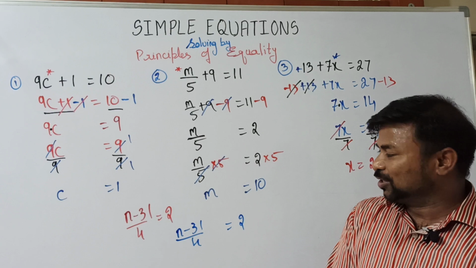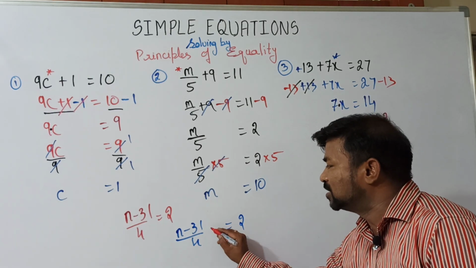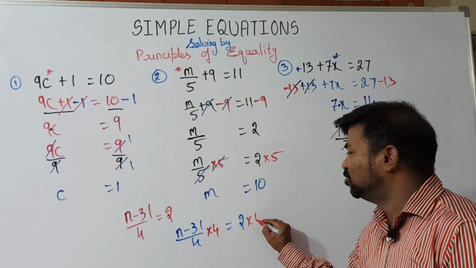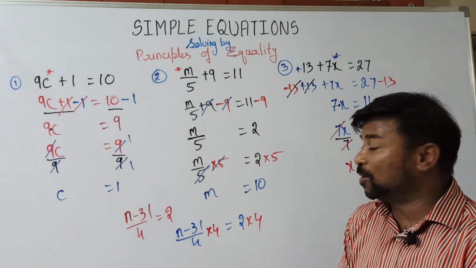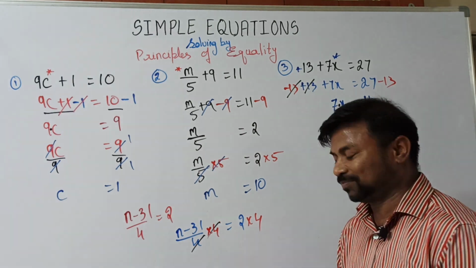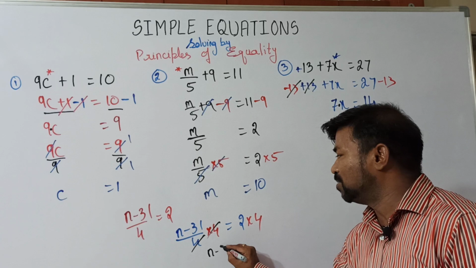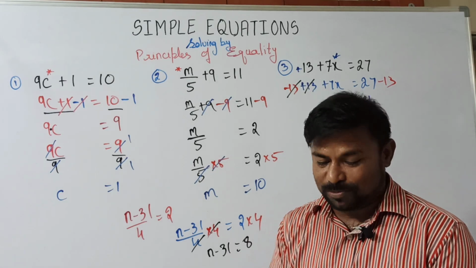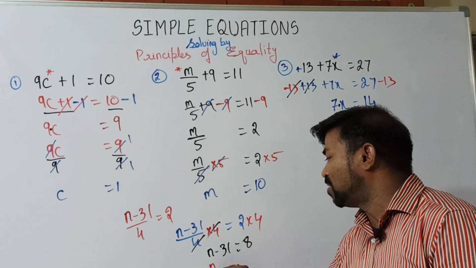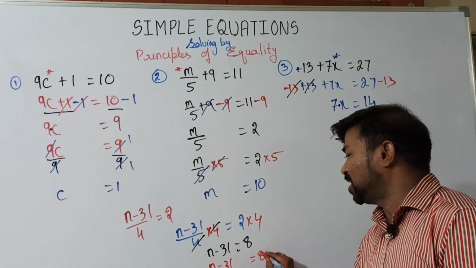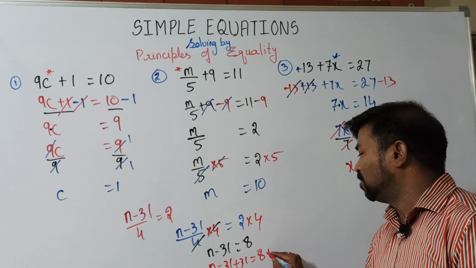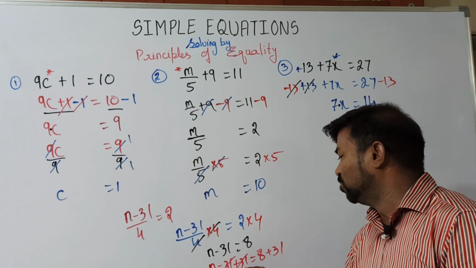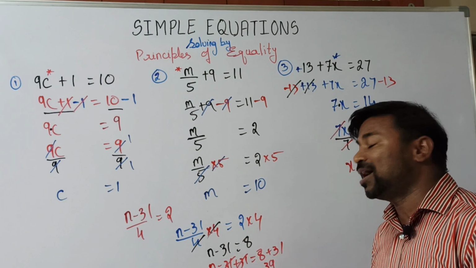So what are you going to do? I am going to multiply by 4 on both the sides to remove the person who is on the floor. Okay, what is left over? n minus 31 is equal to 2 4s are 8. What else do we have to remove? n minus 31 equals 8, so plus 31 and plus 31. So n equals 39.